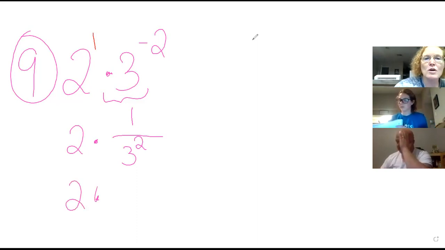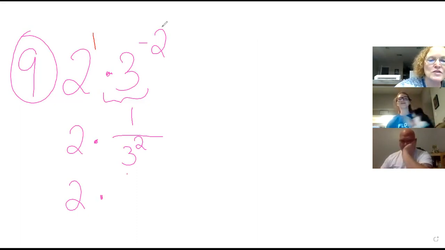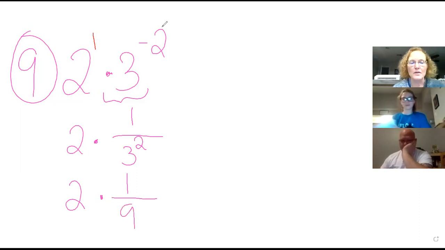First thing we want to do, oh dear, that really looks bad. Let me fix that multiplication. First thing we want to do is figure out what this is. Well, now 3 squared is 9. Remember, it's 3 times 3, not 3 times 2. That's the easiest mistake in the world. I have a daughter that makes that mistake all the time, y'all. That's like her signature error right there. Okay. So 3 times 3. So we get 2 times 1 over 9.